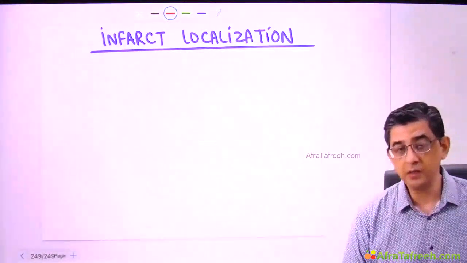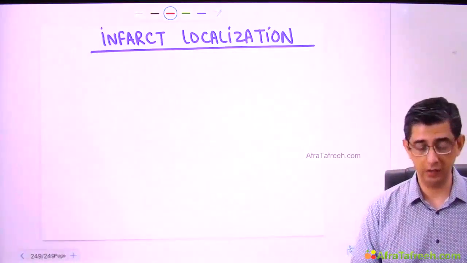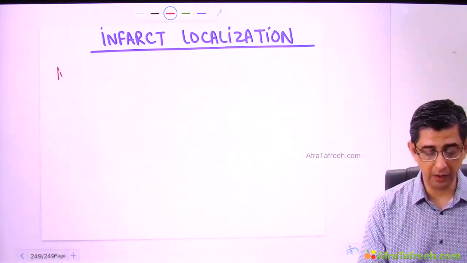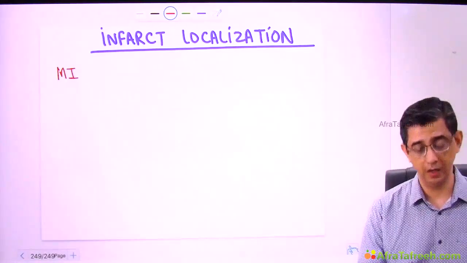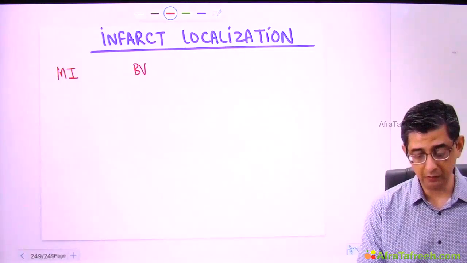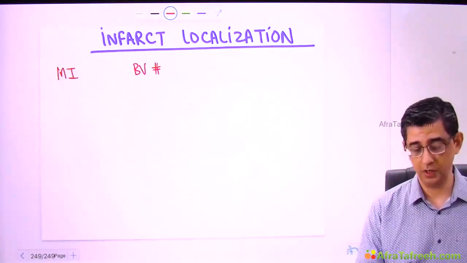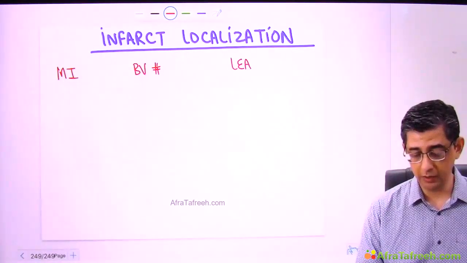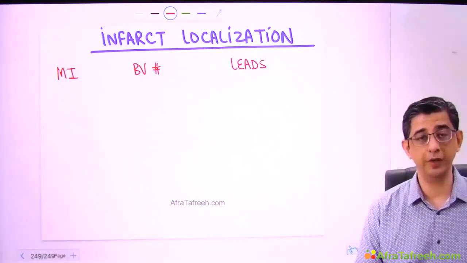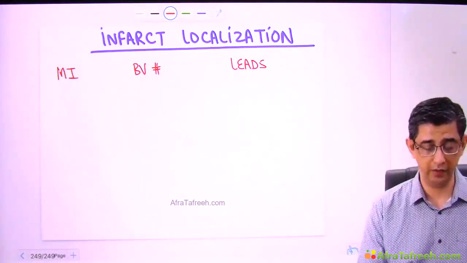So let us now summarize the infarct localization in myocardial infarction. I will here be mentioning which surface of the heart is involved. Then I will mention the blood vessel which has been affected by the thrombus, and we will also look at what are the leads to be checked to pick up the particular surface of the heart getting involved.